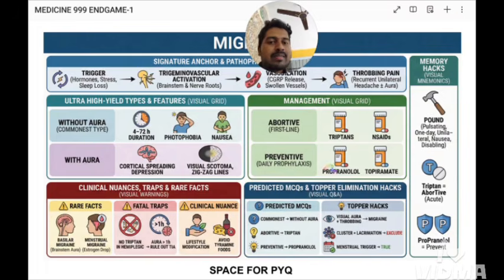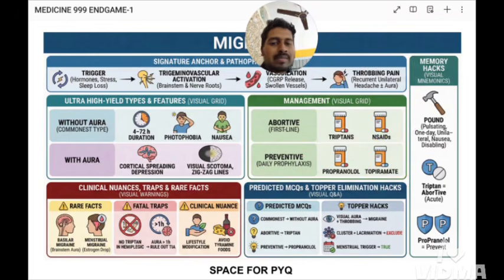Now, what is the treatment for migraine? First line is always triptans. You have sumatriptan, rizatriptan, and other triptans, and then you have NSAIDs. Okay, so these are the first line, that is for abortive therapy. And for daily prophylaxis, preventive therapy, you have propranolol and topiramate, and a few others also. Valproate is also there. Okay, you have some calcium channel blockers which are used.